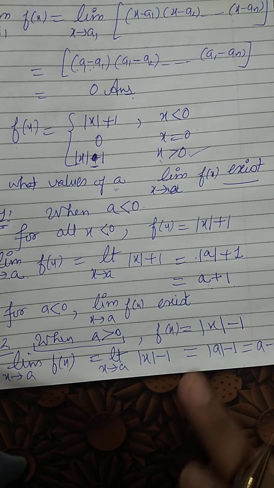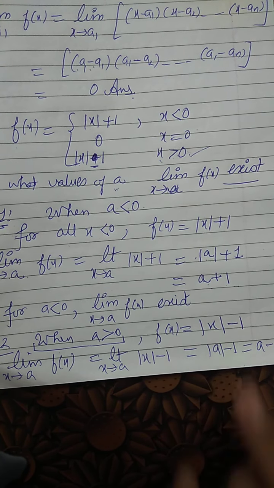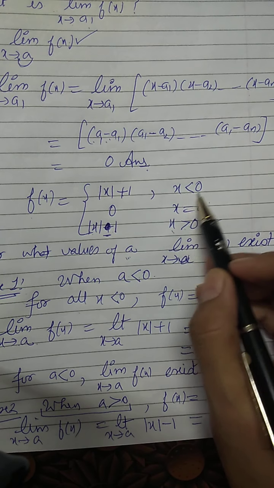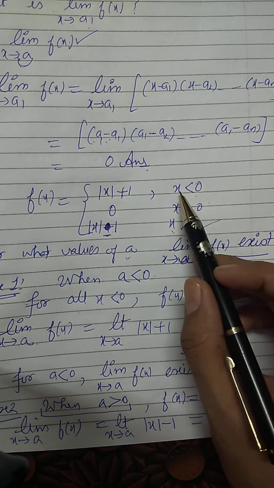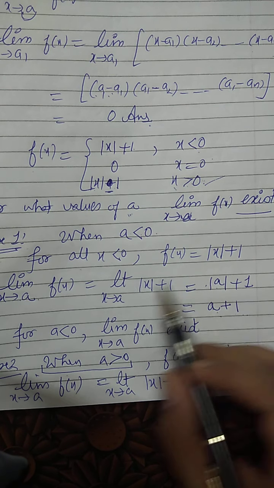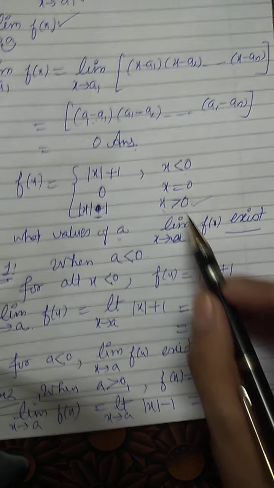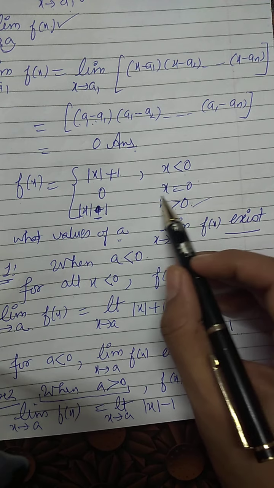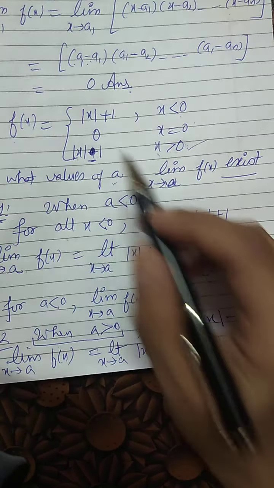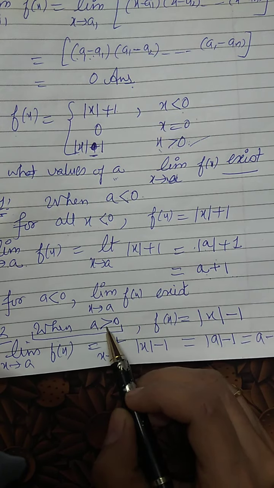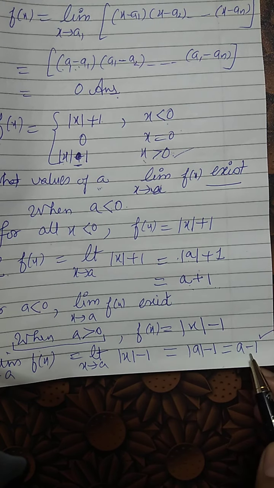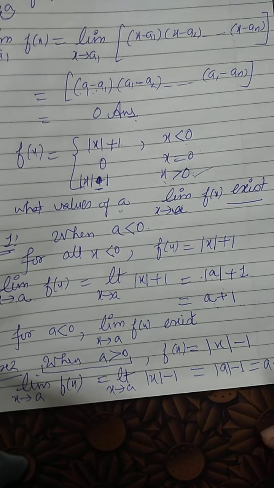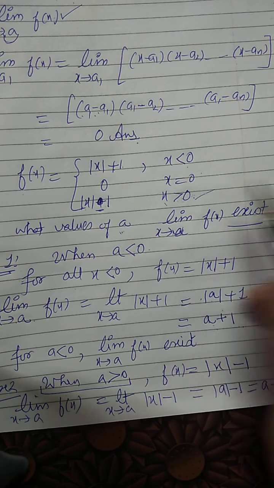Remember, here I am not calculating LHL, RHL. Why? Because for all negative real numbers, this is the function. So when a is a negative real number, I have only one function. Directly I will calculate the limit. And for all positive real values of x, I have the other function. So when a is a positive real number, using this particular function, the answer is a definite answer, a minus 1.